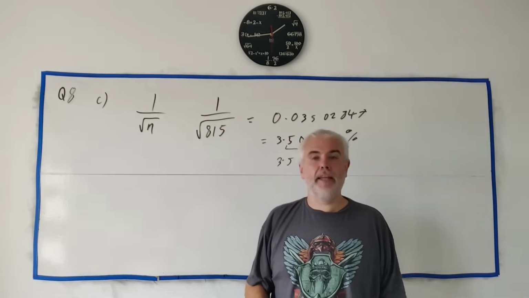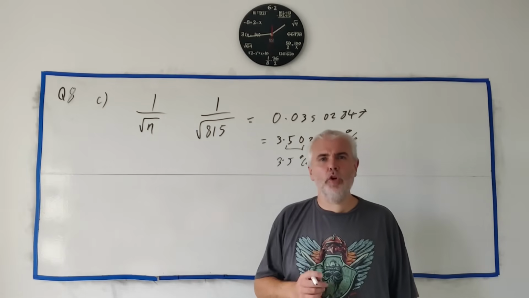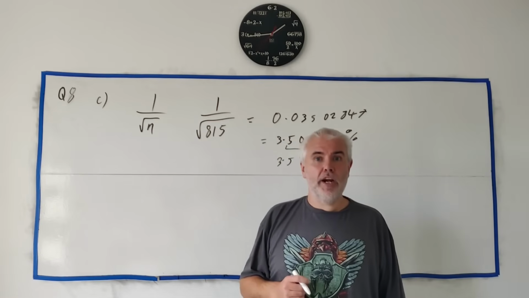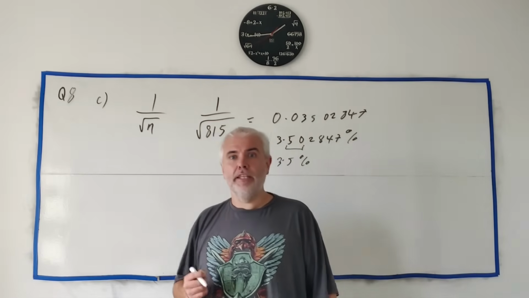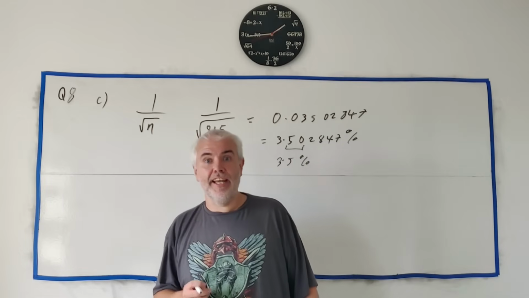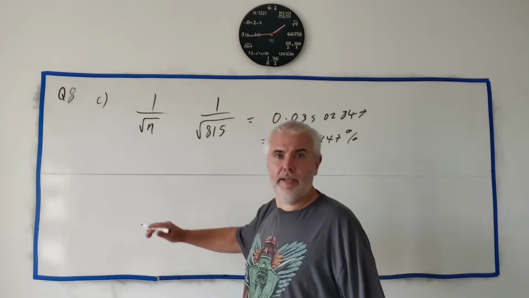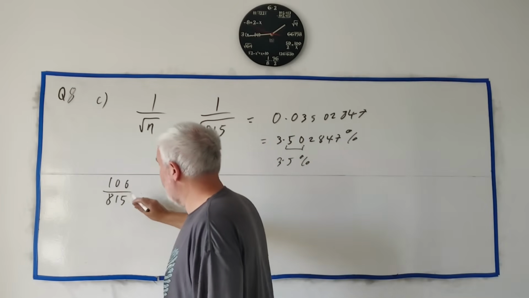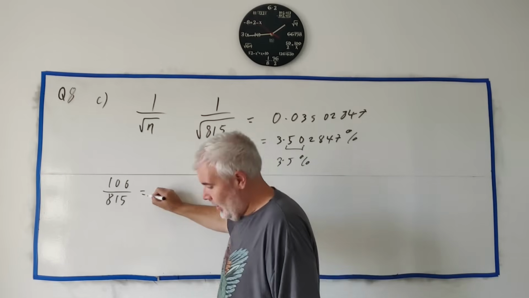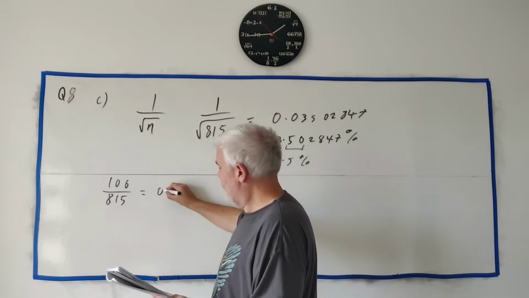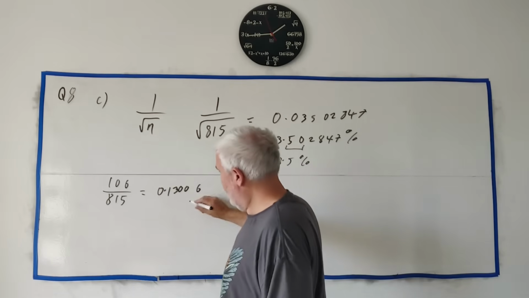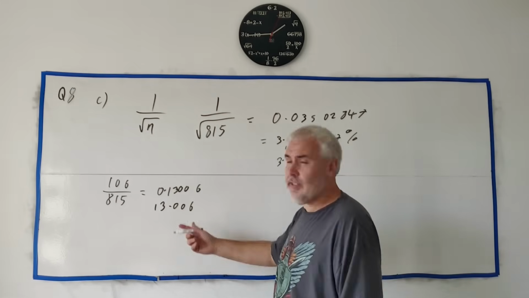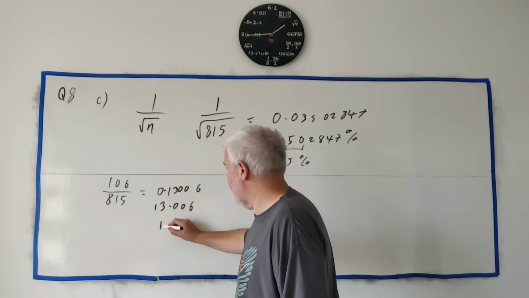Part 2 then, they tell you that 106 out of this 815 new cars were electric cars. Work out the percentage of cars in that sample. So let's see, it was 106 out of 815. It's just divide like that. Put that into your calculator and you will get 0.13006 or 13.006 percent. To the nearest percent is 13%.